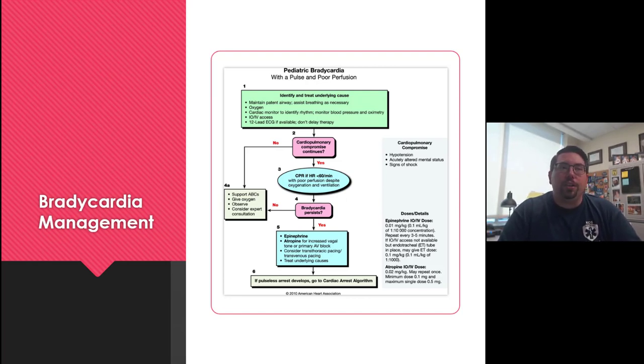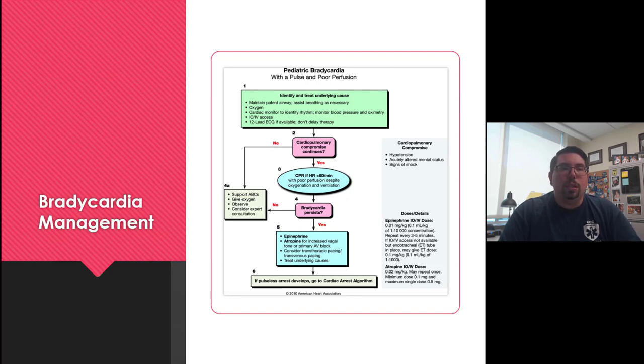That means maintaining the patient's airway and breathing as necessary, providing oxygen, placing the cardiac monitor and appropriate monitoring systems like blood pressure and pulse oximetry, establishing IV or IO access, and a 12-lead if needed, but don't delay care if it's a bradycardic rhythm. The first question you ask yourself: is there some type of cardiovascular compromise? If the answer is yes, and the heart rate is less than 60 beats per minute, go ahead and begin CPR.